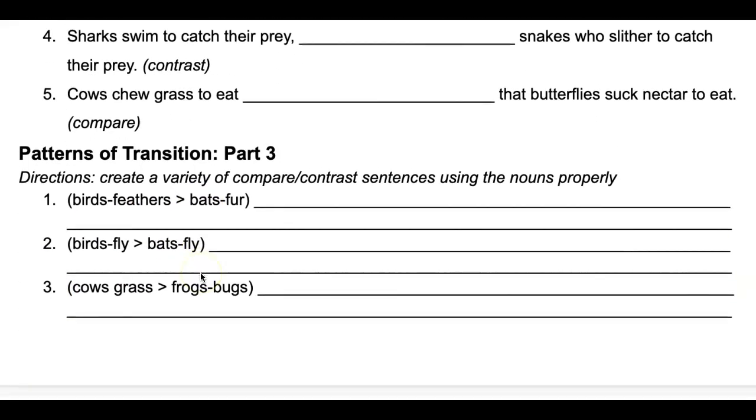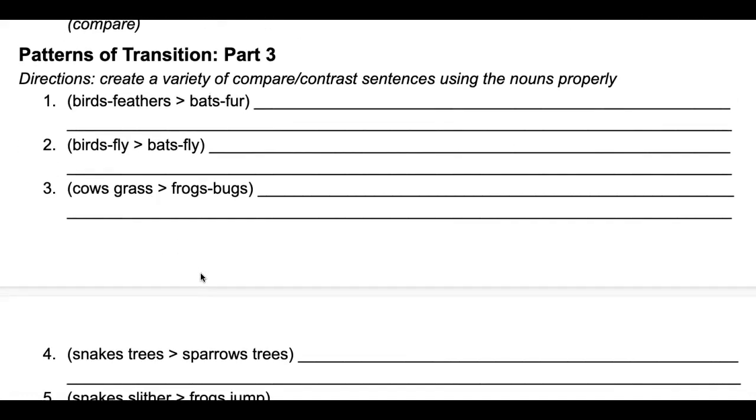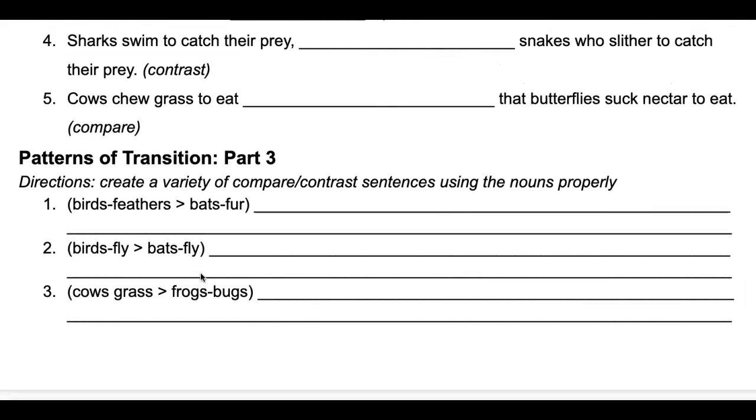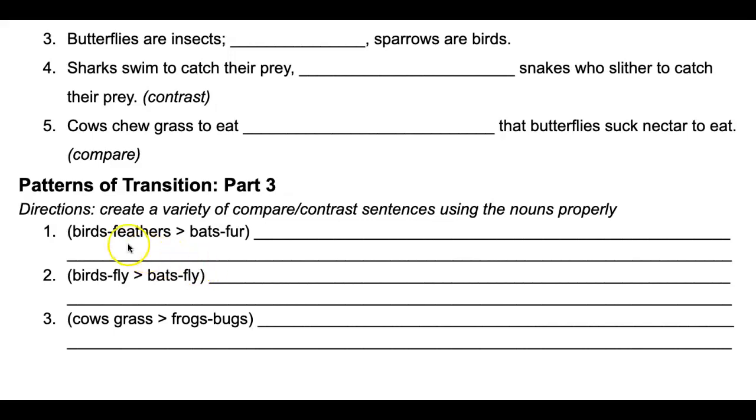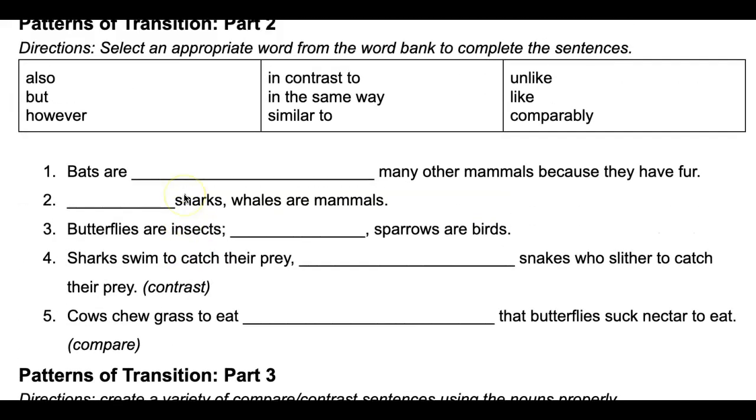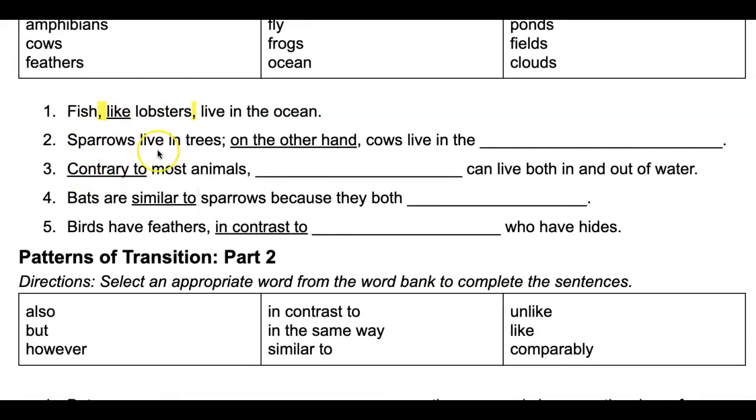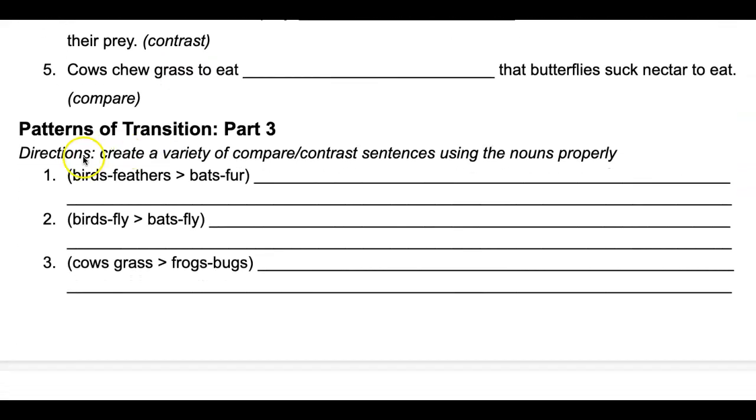All right, for this last section here, you're going to be writing some of your own sentences. And it will look like this. So for instance, you're going to create a variety. I don't want to see the same sentence structure. And I also do not want to see you using just "both" or just "this one has this but the other has another one." I want you to try to use sentence structures that you're seeing up here. Create a variety of compare and contrast sentences using the nouns properly.